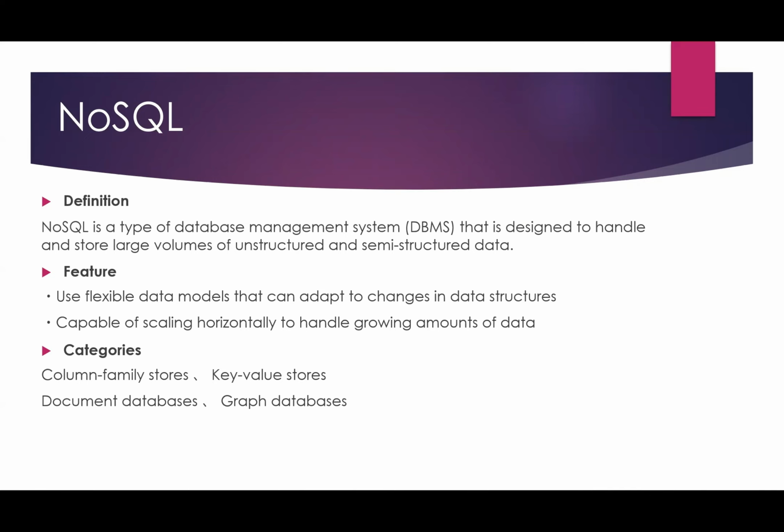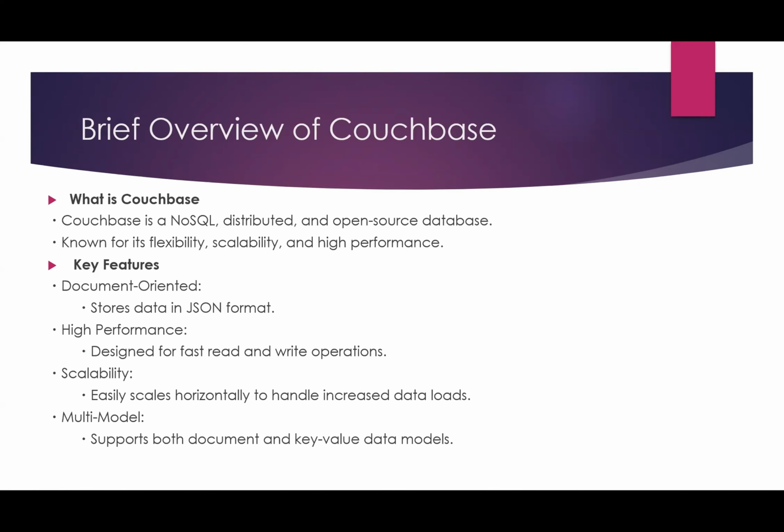NoSQL databases are generally classified into the following four categories depending on the storage format of data. There are column family stores, key value stores, document databases, and graph databases. The particular NoSQL database we will focus on today is Couchbase. Couchbase is a NoSQL distributed and open source database. It is known for its flexibility, scalability, and high performance. Couchbase has some key features as the following.